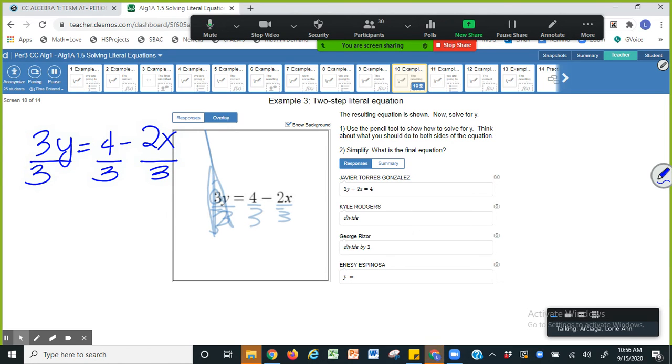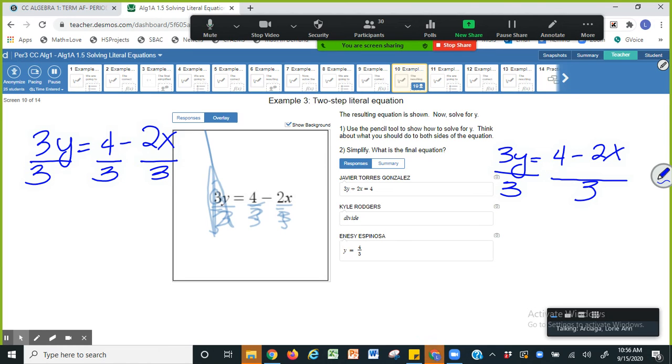So there will be 2 ways to do it. Okay, cancel as needed, or you can also write the problem like this: all over 3, if you don't want to split the divided by 3.